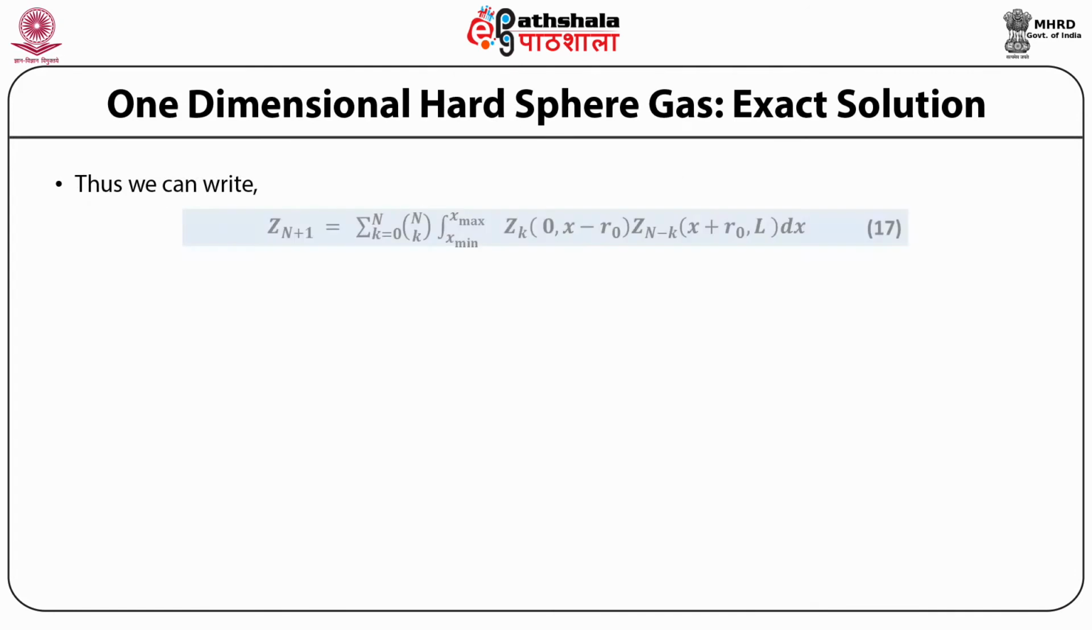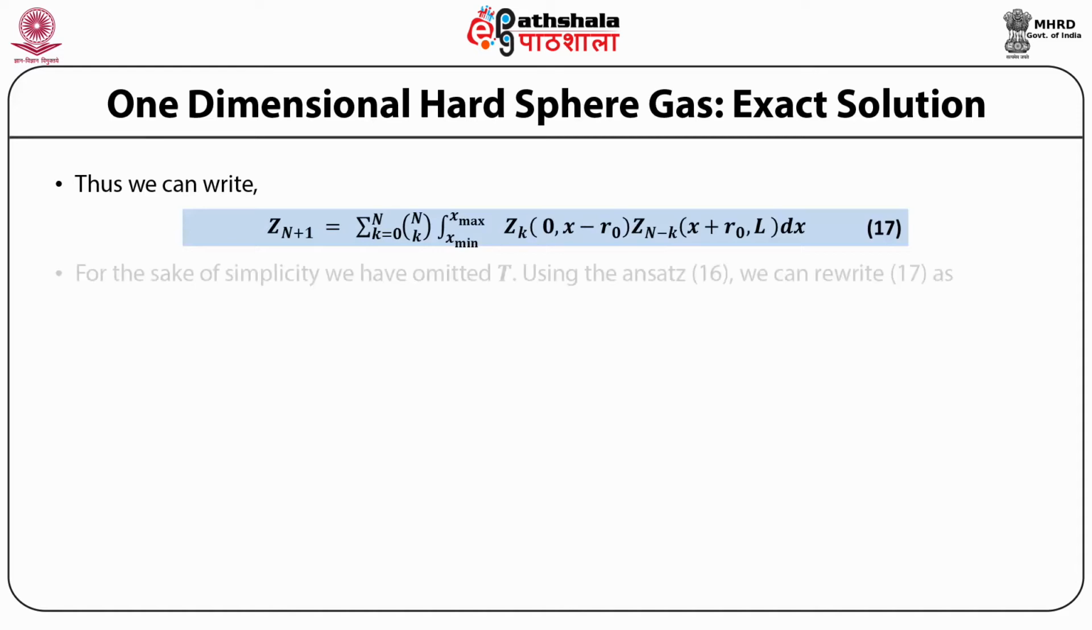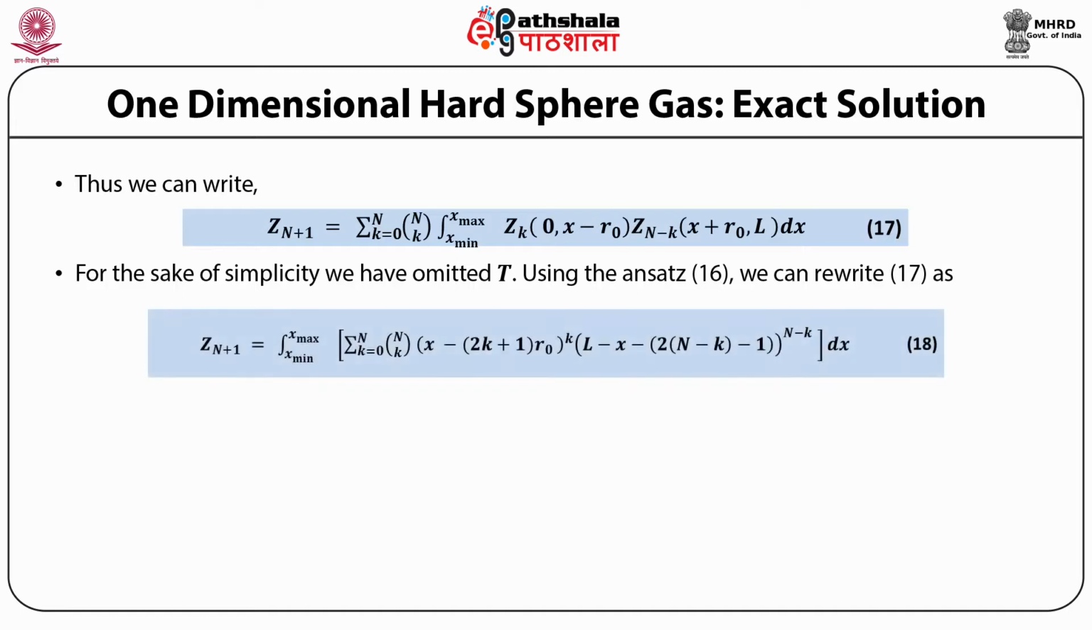Thus we can write Zn plus 1 is equal to summation over k is equal to 0 to n binomial coefficient nk integral from x minimum to x maximum Zk as a function of 0 to x minus r naught multiplied by Zn minus k as a function of x plus r naught, comma L. For the sake of simplicity, we have omitted T. Using the ansatz 16, we can rewrite 17 as Zn plus 1 is equal to integral from x minimum to x maximum multiplied by summation over k is equal to 0 to n combination nk, x minus 2k plus 1 r naught raised to power k multiplied by L minus x minus 2n minus k minus 1 whole raised to power n minus k dx.